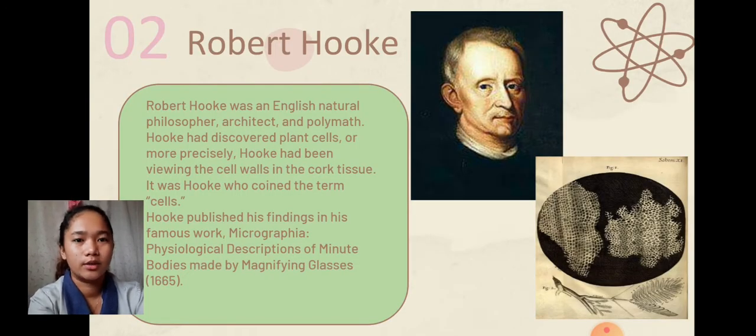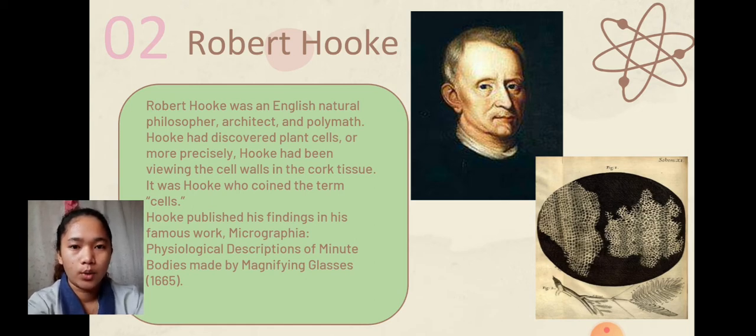Second is Robert Hooke. Robert Hooke was an English natural philosopher, architect, and polymath. Hooke had discovered plant cells, or more precisely, Hooke had been viewing the cell walls in cork tissue. It was Hooke who coined the term cells. Hooke published his findings in his famous work, Micrographia, physiological descriptions of minute bodies made by magnifying glasses, in 1665.